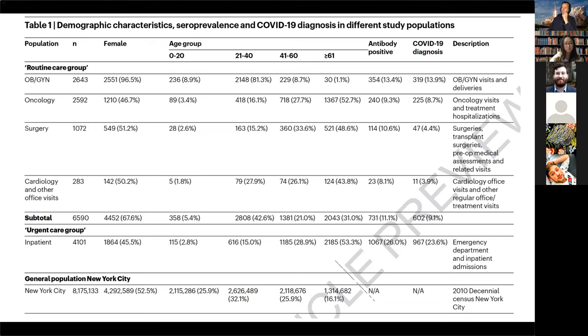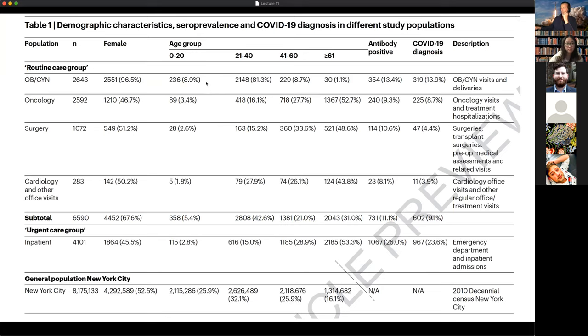The mandatory Table 1 for a study or a survey is where you can look at the important characteristics of the study population. You can look at the routine care groups, as I see it broke out into OBGYN visits and deliveries, oncology, surgery, cardiology, and other office visits. And then you can start scanning it and see if the representation makes sense. So the vast majority were female for OBGYN, about half and half for oncology, surgery, cardiology, and other visits.